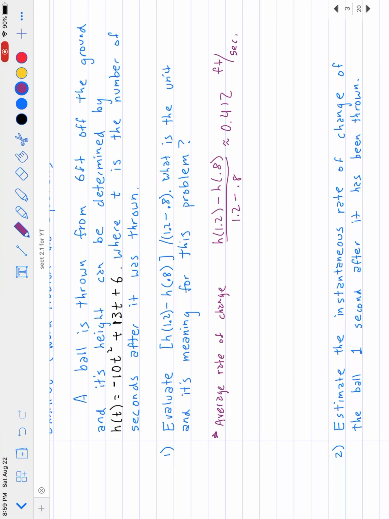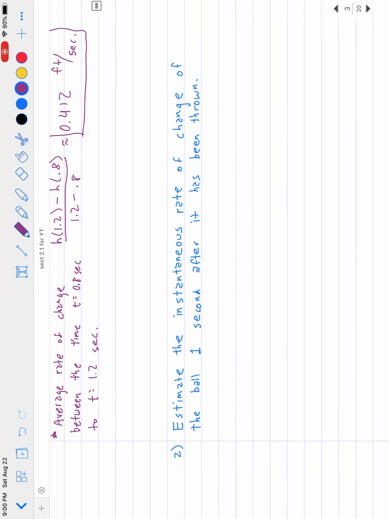Okay, so once again, just to conclude, this solves for the average rate of change between the time t equals 0.8 seconds to t equals 1.2 seconds. And the unit is feet per second, and the number is 0.412. All right, last part: estimate the instantaneous rate of change of the ball at t equals 1 after it has been thrown.